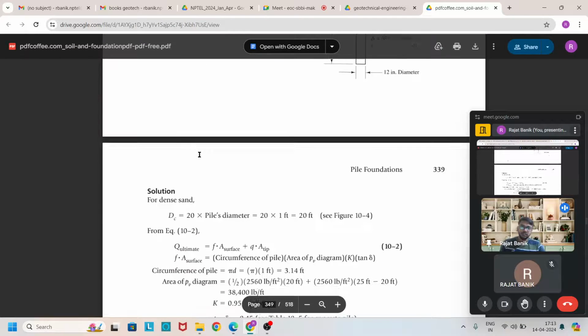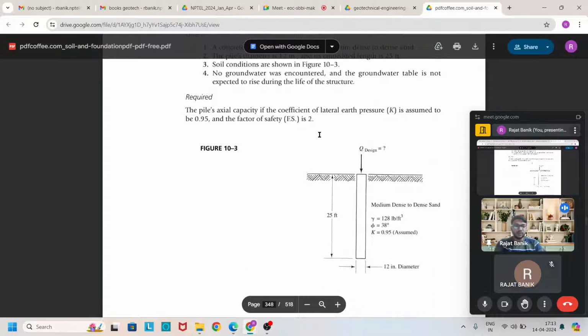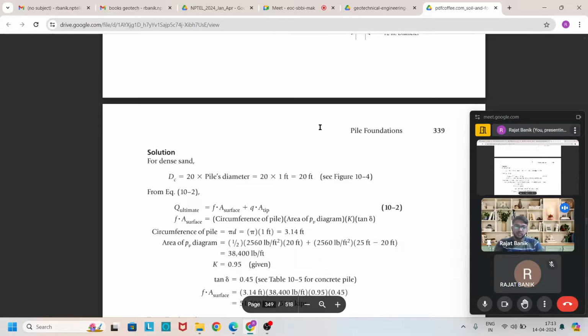Now the solution. First, find out the critical depth. We know that the critical depth is the depth after which the vertical stress remains constant. For dense sand, it is 20 times the pile diameter, which is equal to 20 into 1 foot. The pile diameter is given as 12 inches, which is nothing but 1 foot. So it is equal to 20 feet.